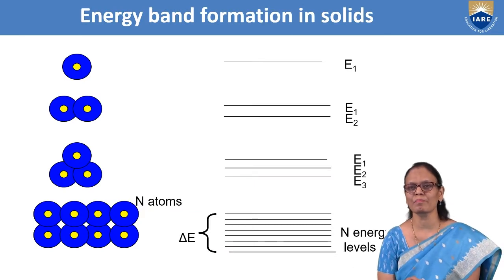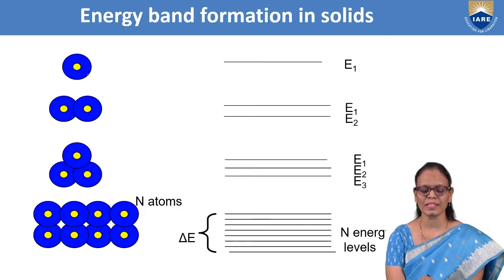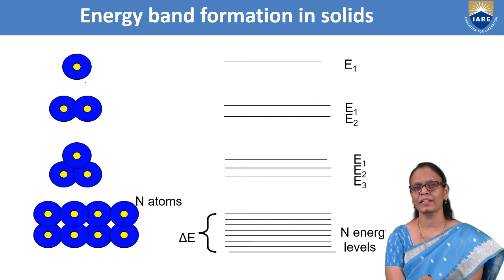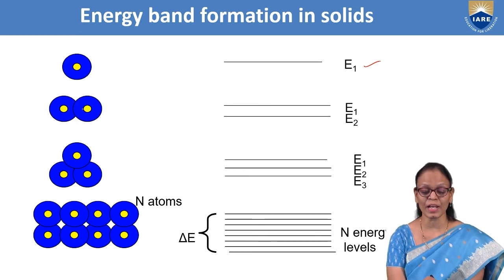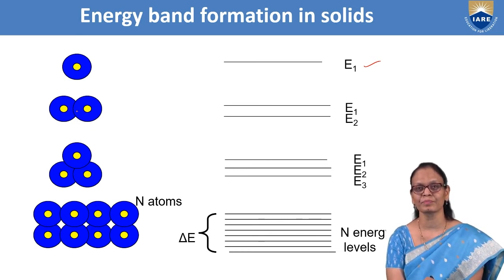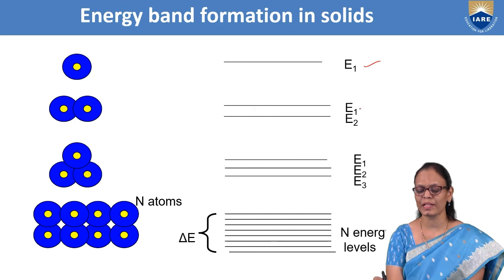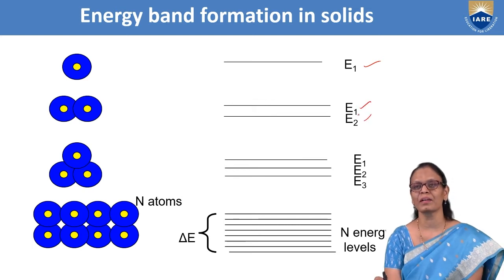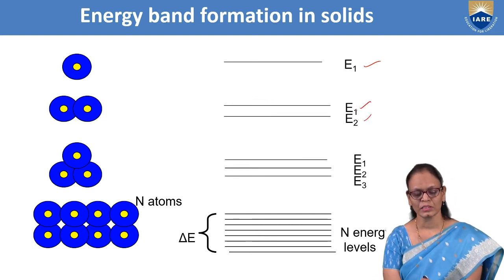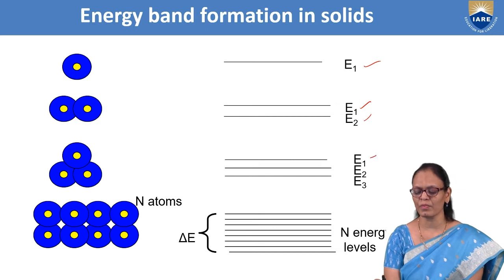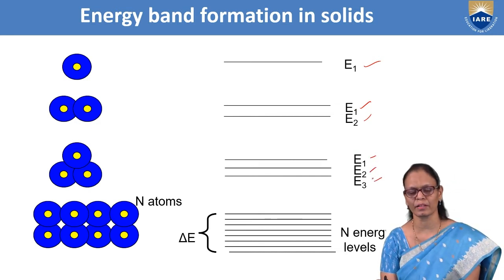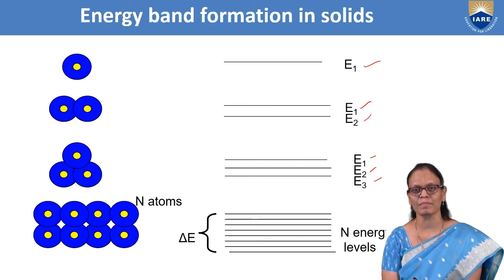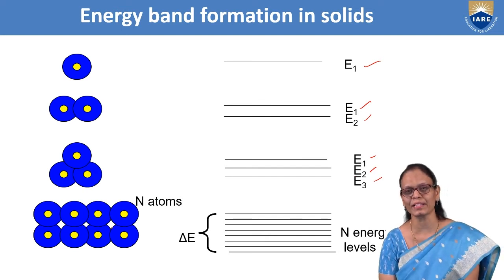Now, if you see the band formation, for a single atom, I am representing by E1. If I take two atoms, this is how they are interacting with each other. So, I may represent their levels by E1 and E2. Three atoms, E1, E2, E3, for the first atom, second atom and third atom. Now, I consider n atoms. Of course, I have shown here only 8 atoms.